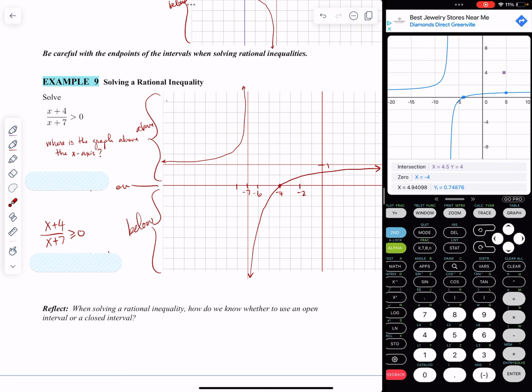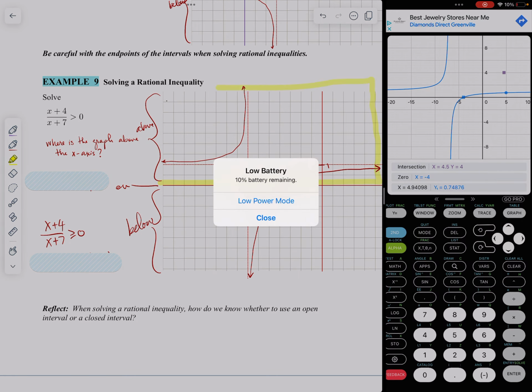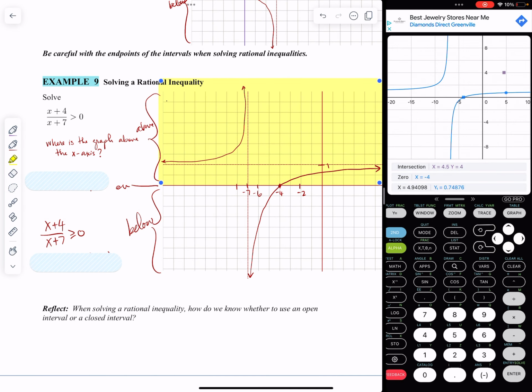We want to know where is the graph above the x-axis. Why the x-axis? Because the x-axis is where y equals 0. So here's our y equals 0 line. We want to know what parts of our graph are above the x-axis. So if I'm using my highlighter, that means that we're going to have everything above the x-axis. Okay? So as I'm looking at this, it looks like I have 2 pieces that are above the x-axis. This is above the x-axis, and this is above the x-axis.